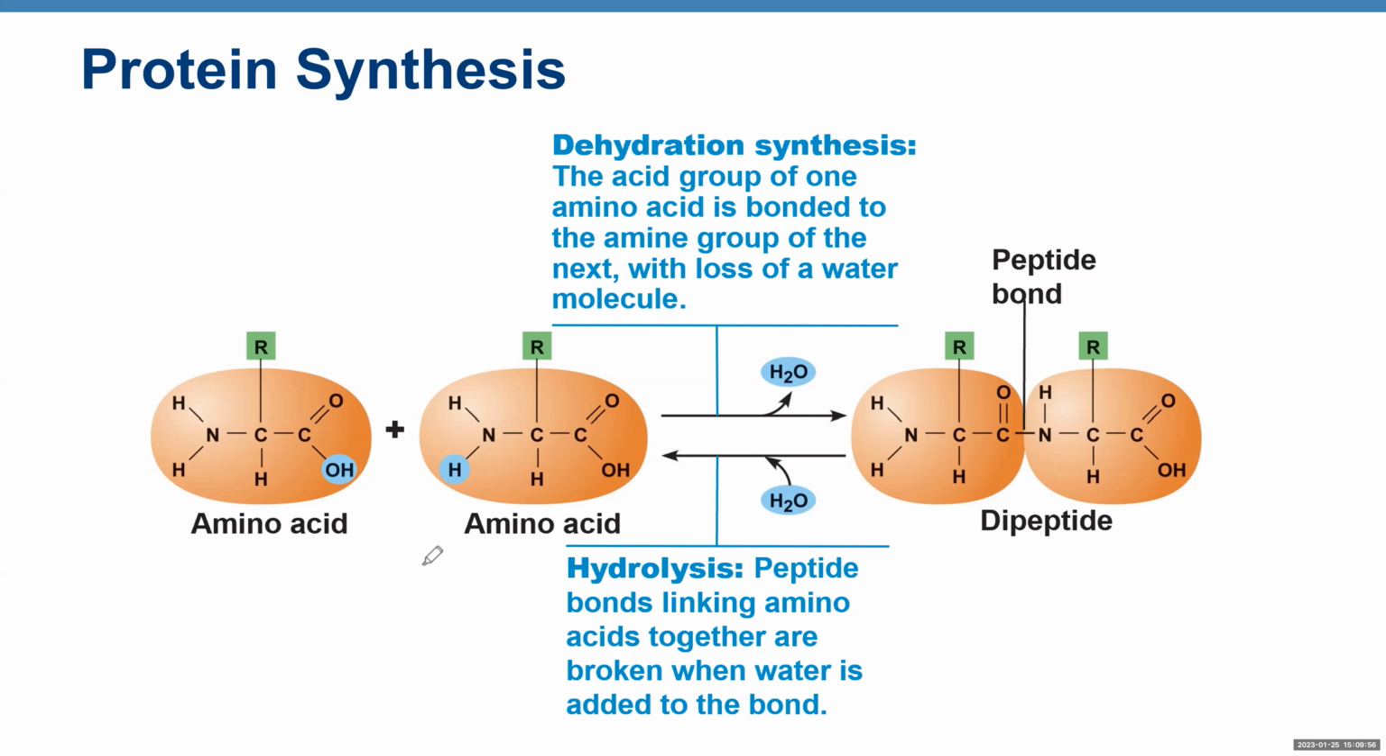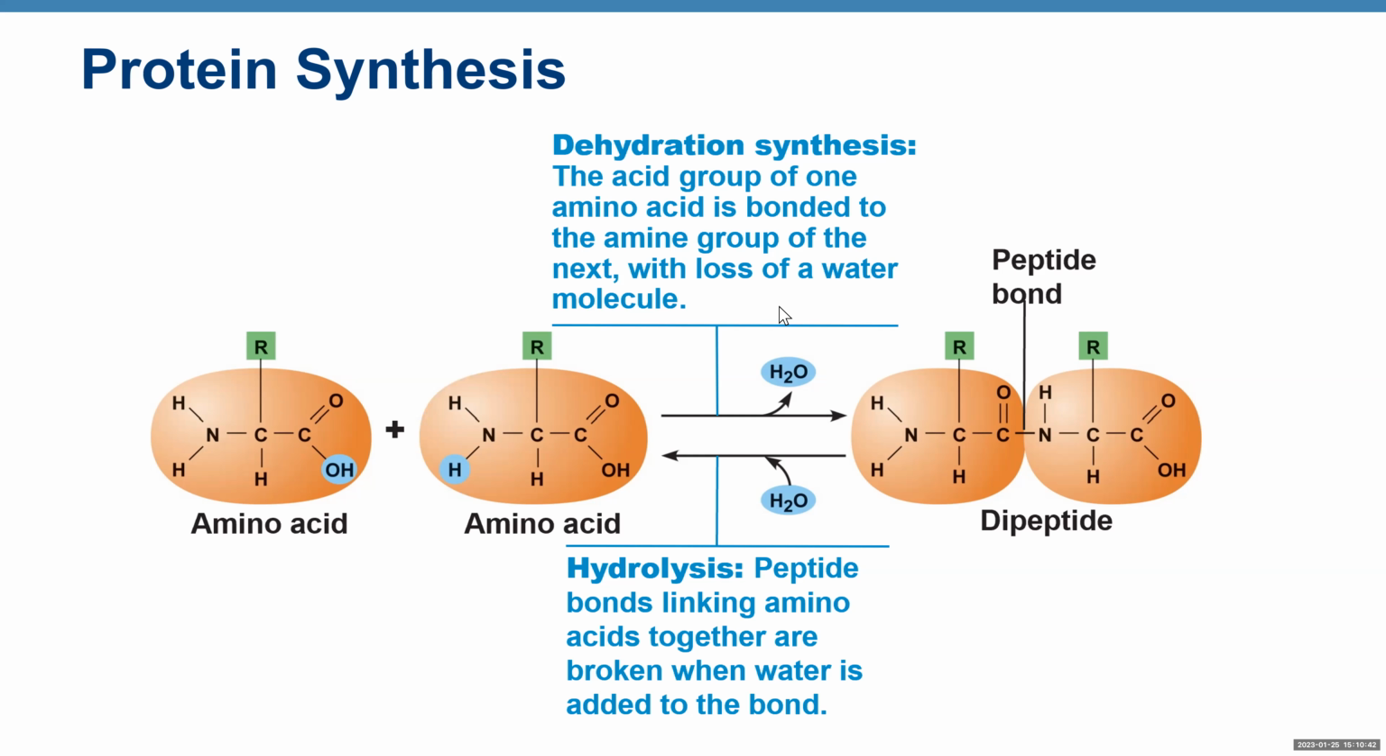But if we look at it from a simple point of view, it's just this dehydration synthesis reaction. When one amino acid is attached to another amino acid, a molecule of water is removed, and from monomers, we're forming polymers. So this is a dipeptide over here because we have two amino acids joined by a peptide bond. So the acid group of one amino acid is bonded to the amine group of the next with loss of a water molecule.